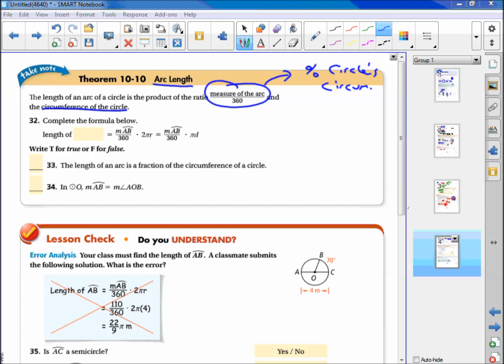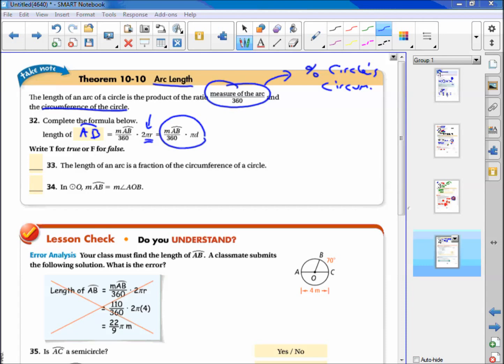The length of arc AB, because that's what we're looking for, is equal to the measure of AB divided by 360. So that gives me the part of the circle that I want, times 2 pi r, which is the circumference of the circle. So it's going to be the measure of AB over 360 times pi d. That's another formula we could use instead of 2 pi r, we could use pi d.